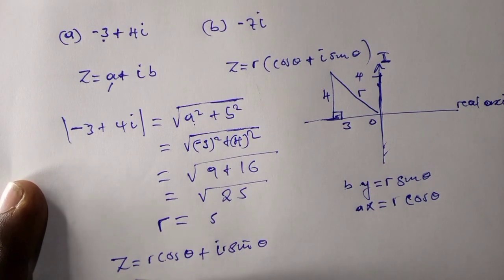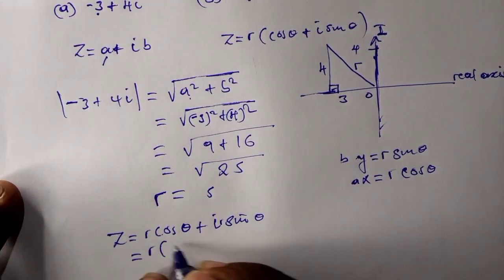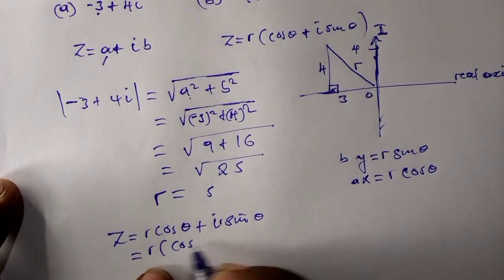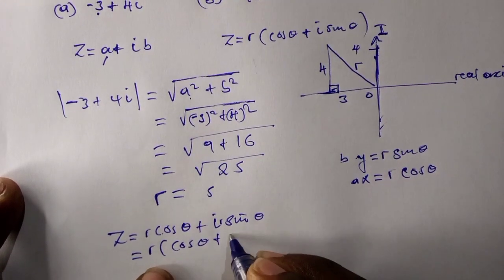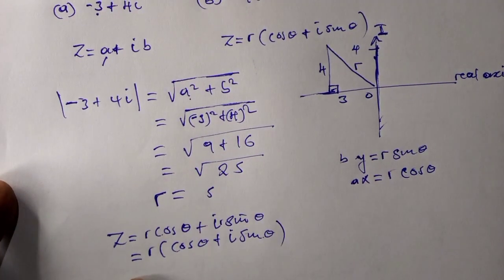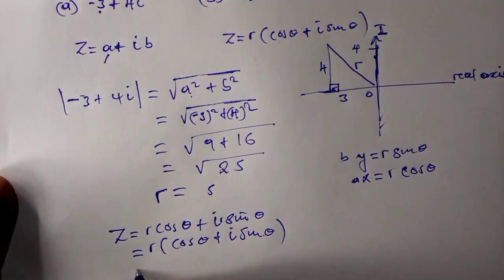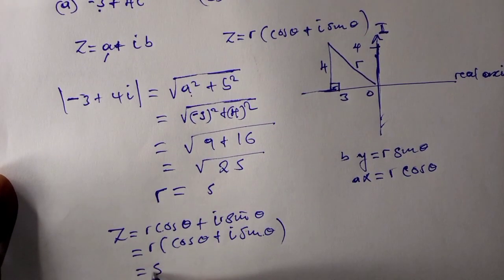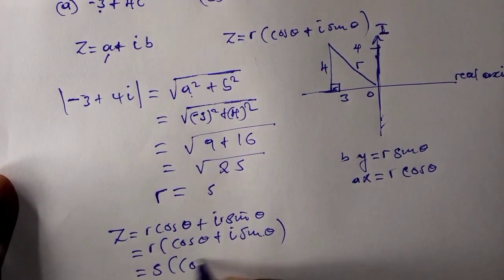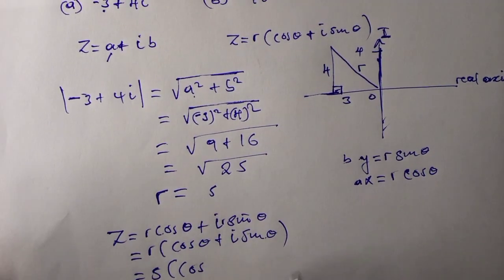Here we have r, which we are going to factor out, so r is outside, then cos theta plus i sin theta. Now we have already found the value of r, which is 5, so we substitute 5 here, then cos, then here we have to find the angle. How do we find the angle?